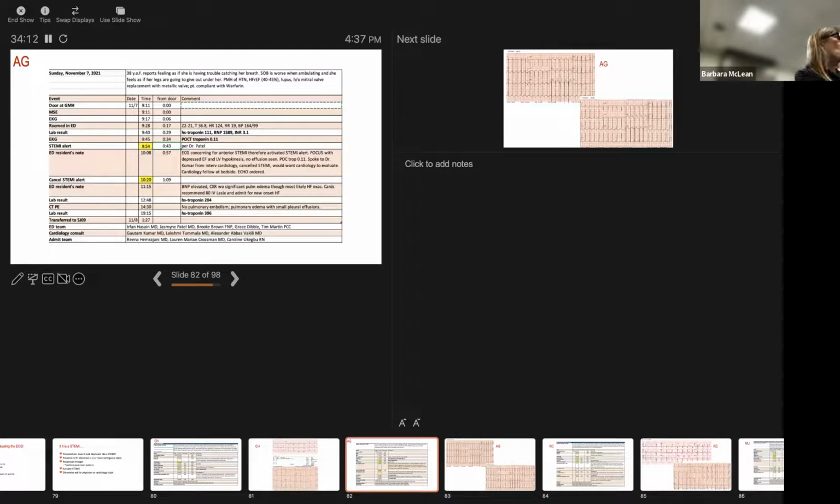We know this patient has lupus. We know she has heart failure. We know that she has hypertension. We now also know from looking at her EKG that she has hypertrophy. We're going to expect a high troponin.